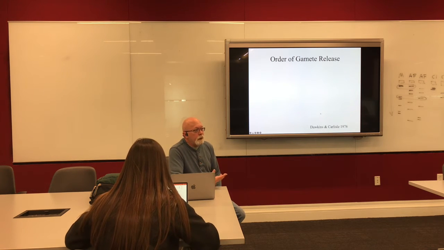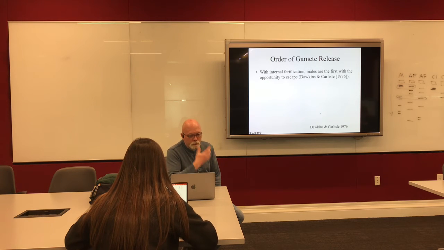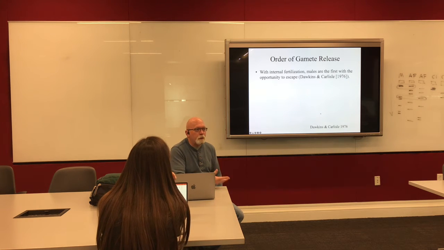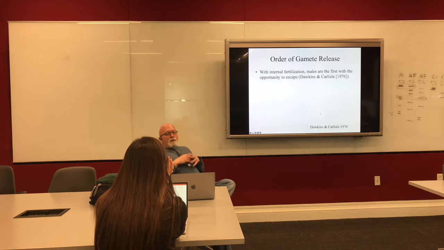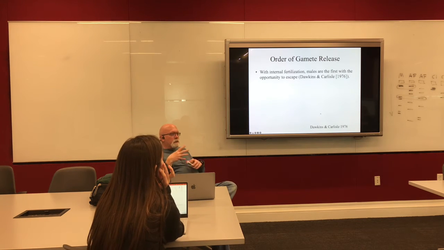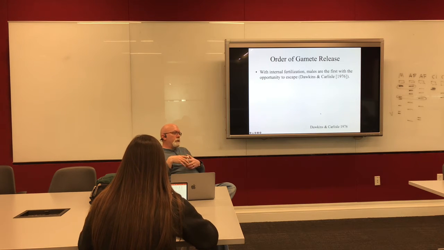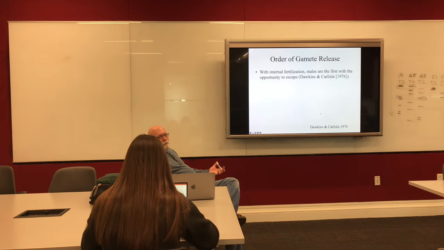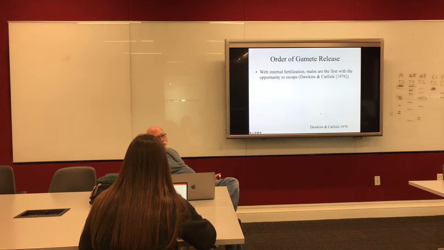But in these cases where you have external fertilization, there's the issue of gamete release. With internal fertilization, males are the first with the opportunity to escape. The whole thing about the order of gamete release is that the individual that releases their gametes first is the individual that has the first opportunity to leave. So with internal fertilization, the males release their gametes first into the female. The female is still holding on to her gametes, so she's kind of stuck with the offspring at that point.